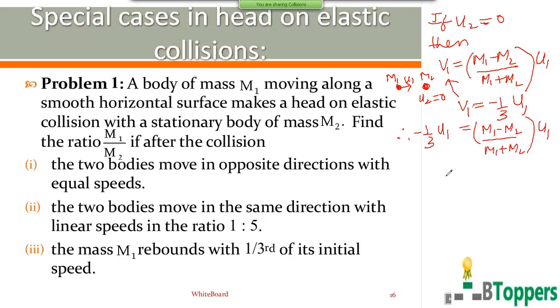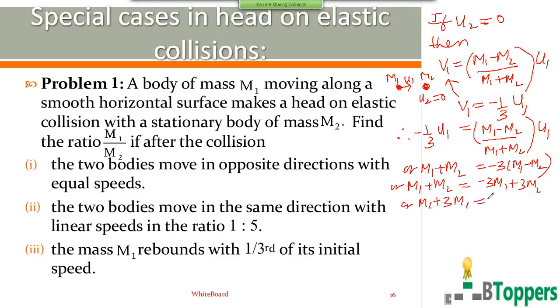So u1 gets cancelled. So you get m1 plus m2 equal to minus 3 times m1 minus m2, or m1 plus m2... you can find the ratio m1 by m2 will get 1/2.